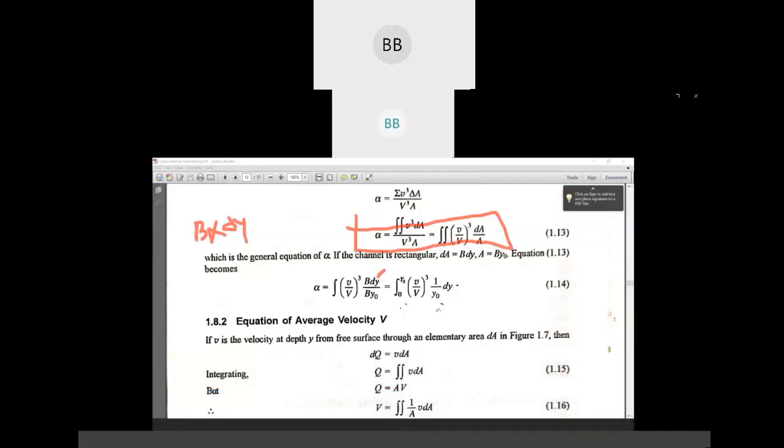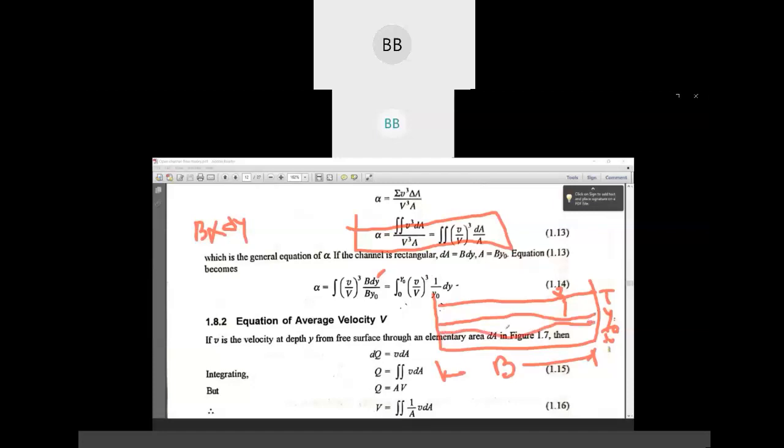And it is divided by the whole cross sectional area, here b into y naught, because the depth of flow for that particular cross section we have considered y naught. And this is the width of the channel b. So if you consider a small elementary area here, the width will be the same. In a rectangular channel, the width of that small elementary area will also be the same.